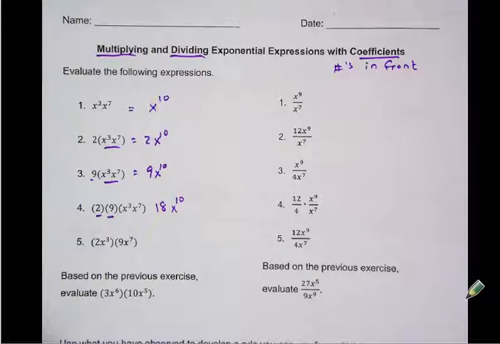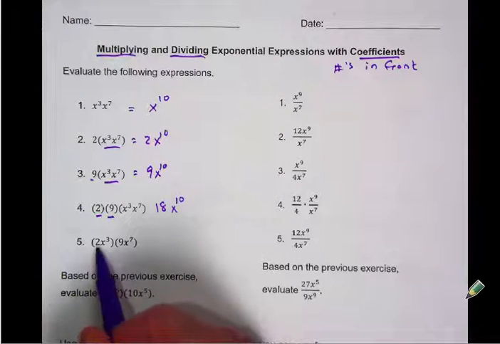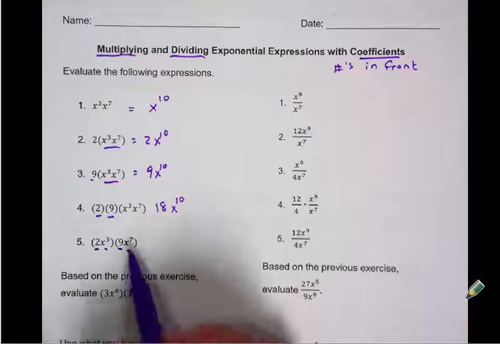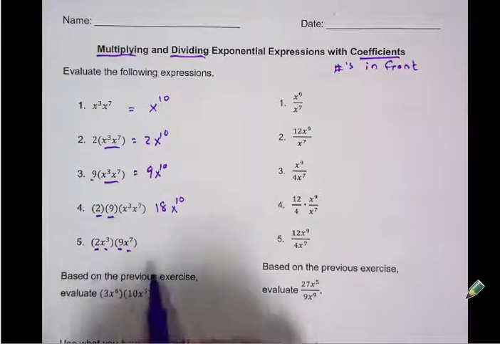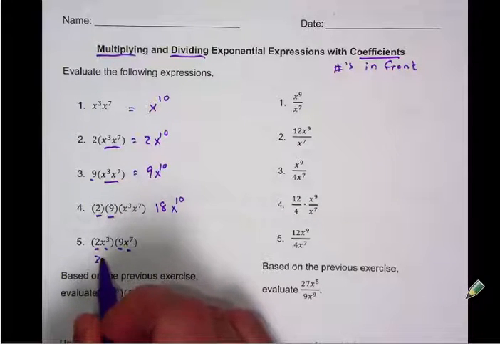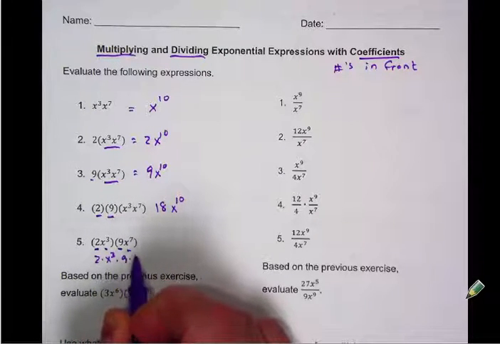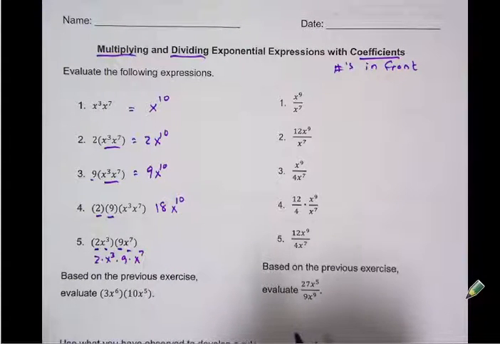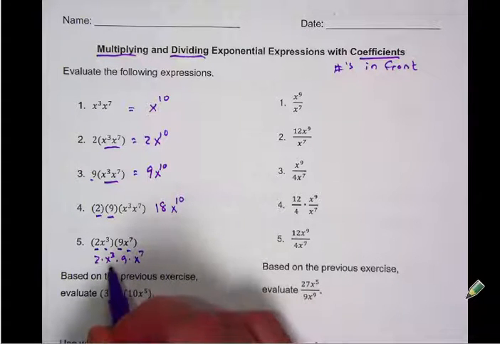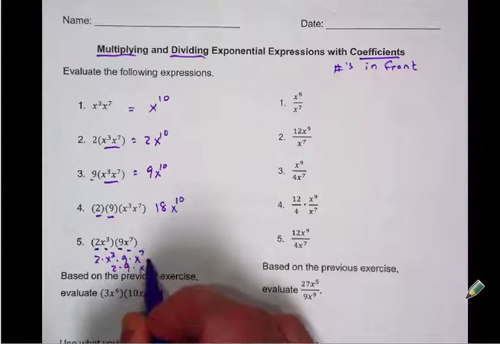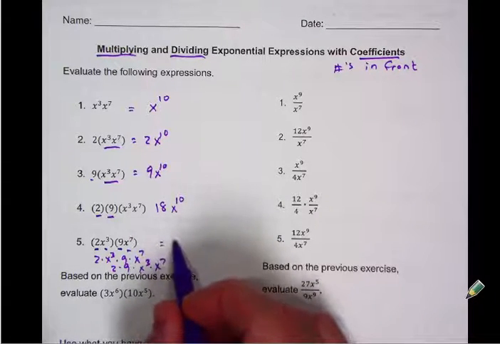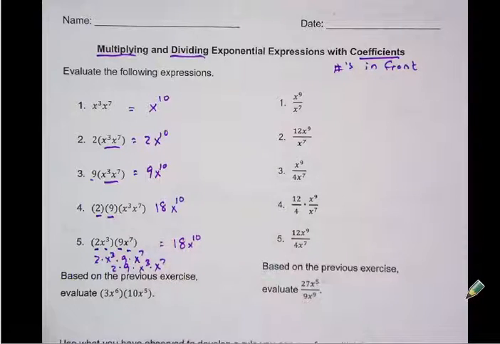So how does that apply to number 5? Well, here's the 2 and here's the 9. Here's the x to the third, here's the x to the 7th. The only thing I see going on here is multiplication. So what this really is, is 2 times x to the third times 9 times x to the 7th. But the commutative property lets me move things around, so this is really the same as 2 times 9 times x to the third times x to the 7th, which looks a lot like step 4, so I think this is just going to be 18x to the 10th power.